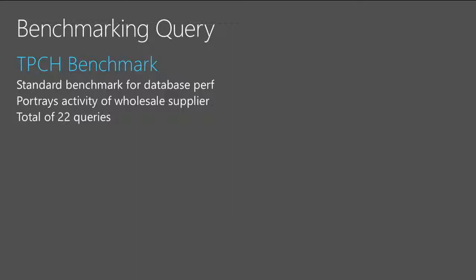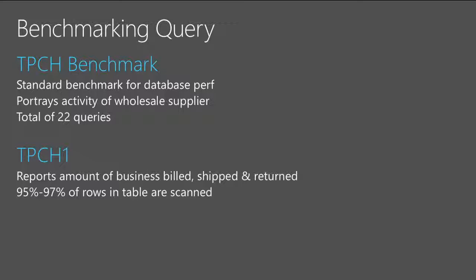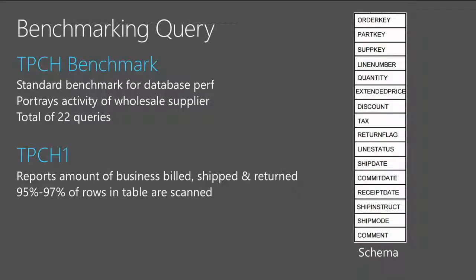There are a total of 22 queries. I did not run all 22 queries. I picked only one, which is called TPCH1, and this query reports the amount of business billed, shipped, and returned. Particularly, when this query runs, 95 to 97% of the rows in this table are scanned. What this means is that when you run this query, it touches almost the entire 1 terabyte, right? That's why I picked this query, because it will really test the performance.